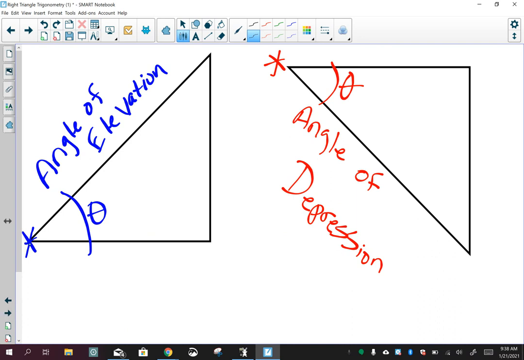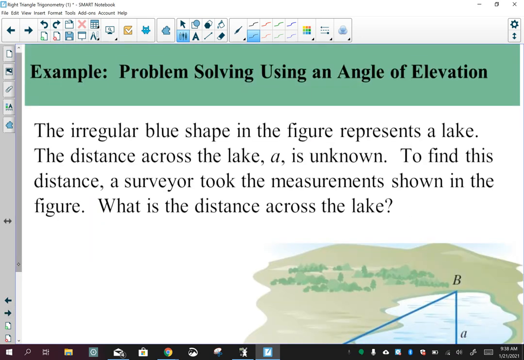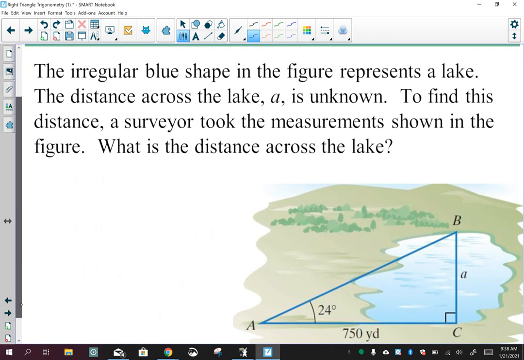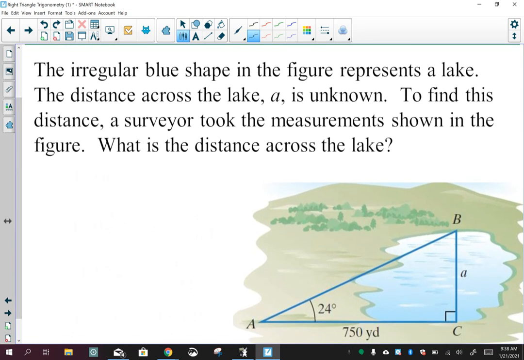If you're standing on the ground looking at the top of a tree, or standing on the ground looking at a plane or a kite or whatever else, you have an angle of elevation. If you're standing up here looking down a water slide or looking at the top of a building, somebody walking away or whatever, you have an angle of depression. Those are the ways the triangles need to be drawn. And sometimes you may not have to worry about it.